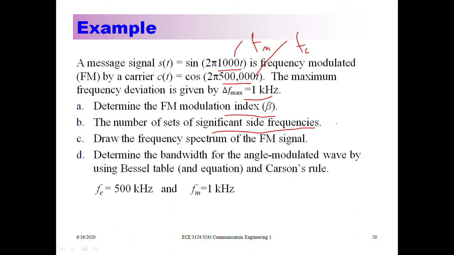The number of sets of significant side frequency, this one you can get by finding the beta. So you can refer to the table. How many sets of significant frequency? Okay, after you get this one, you can draw the spectrum, right? And then determine the bandwidth for the angle modulated wave, you find the total bandwidth BT.